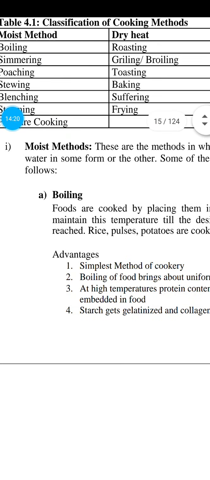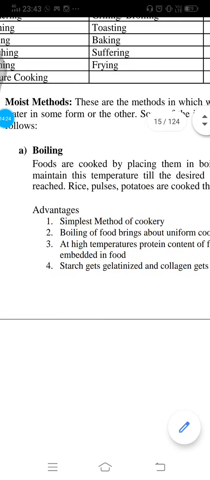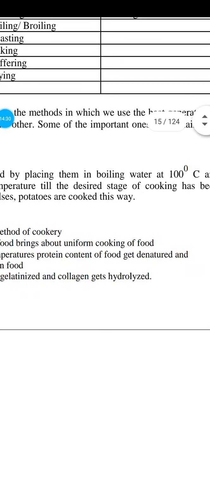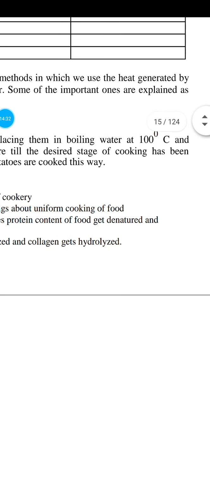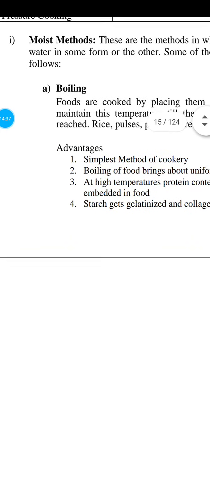We will see one by one what are the basic importance of different cooking methods and disadvantages also. The moist method of cooking, we have just said that moisture is added in order to cook the food, and what we can say, we use the heat generated by water.